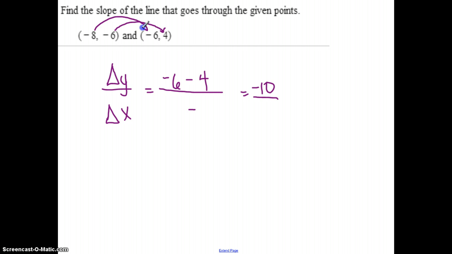If I do the other ones for x, negative 8 minus a negative 6, this becomes addition. Gives me negative 2. The negatives cancel out, and 10 divided by 2 would be 5.